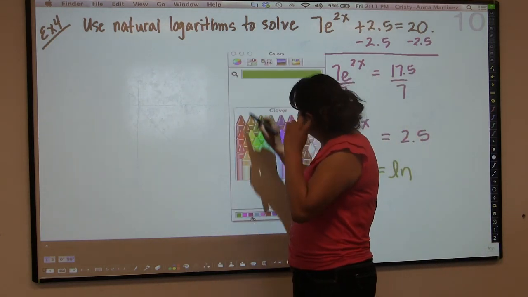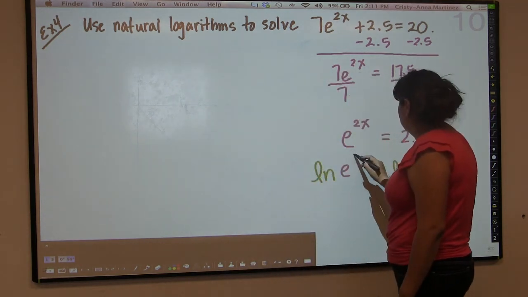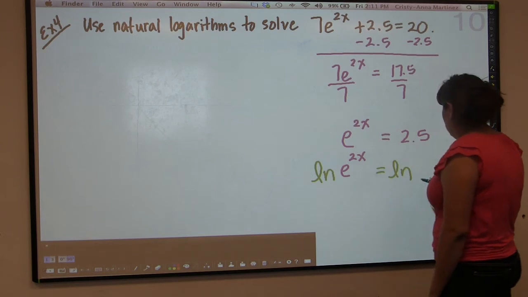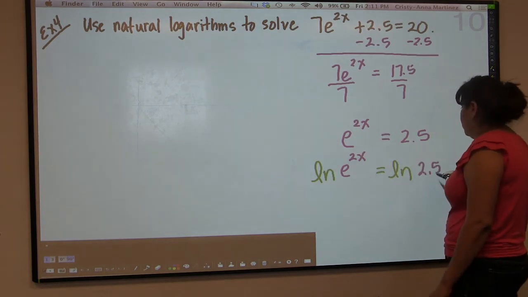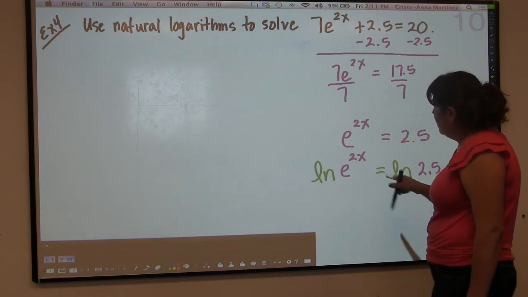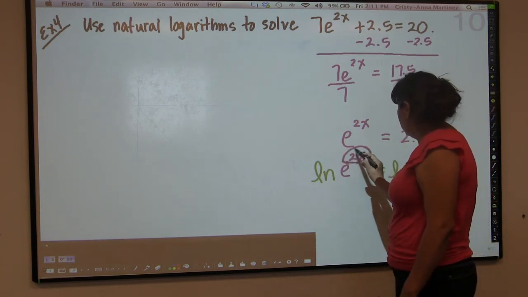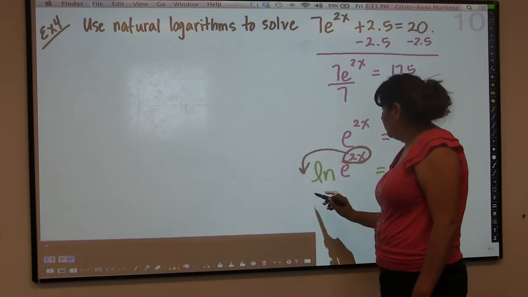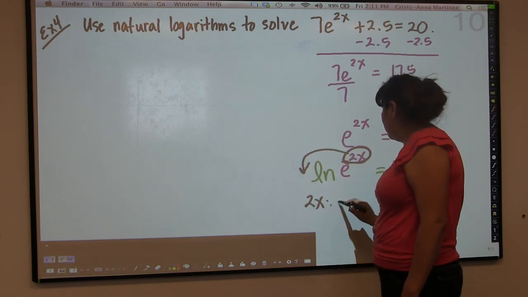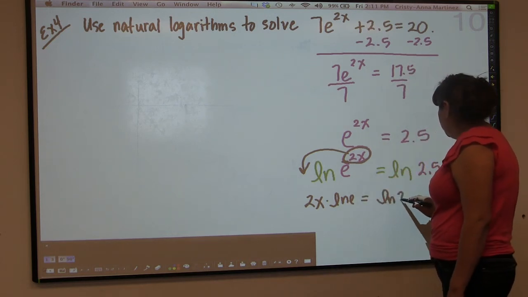I'm going to show you how this goes. So ln of e to the 2x and ln of 2.5. I take the log of both sides. And as you know from before, the 2x right here is going to go to the front. So I'm going to get 2x times ln e equals ln 2.5.